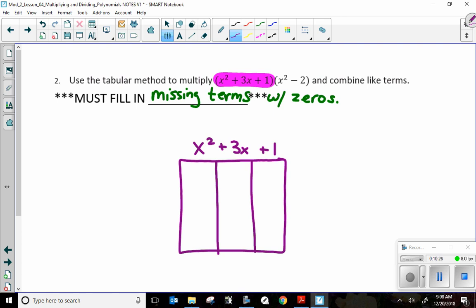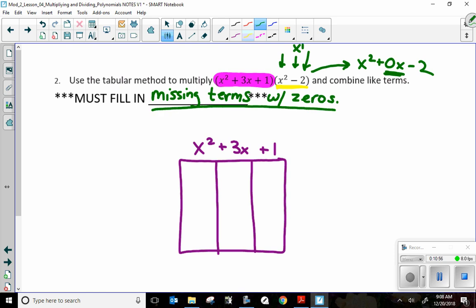Now, you can look at the next one here and say, oh, I only have 2 terms. No, no, no, no. You are missing a term there, okay? I have 1x squared. I have negative 2. How many x's to the power of 1 do I have? I have 0 x's to the 1. So I need to write this as x squared plus 0x minus 2. I need to fill in any missing terms with a 0.